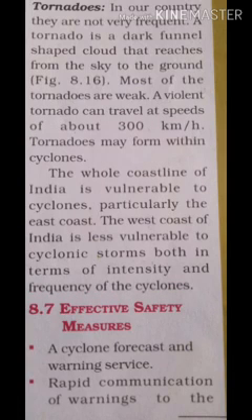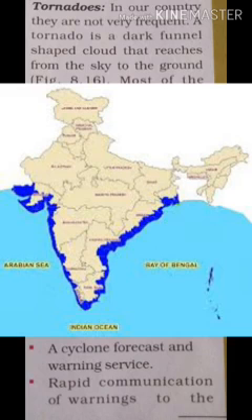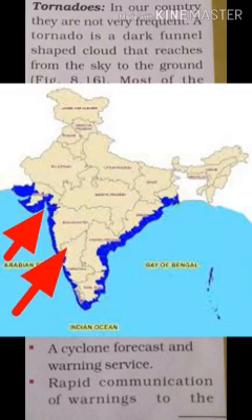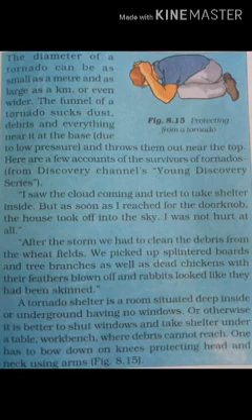The tornadoes may form within the cyclones. Sometimes it may happen that there is a tornado inside the cyclone. The whole coastline of India is vulnerable to cyclones. Our country, its coastline, is getting hit by many cyclones, one after the other, particularly the eastern coastal areas. The west coast of India is less vulnerable to these cyclonic storms, both in terms of intensity and also the frequency. Fewer cyclones affect the western coastal regions of India.